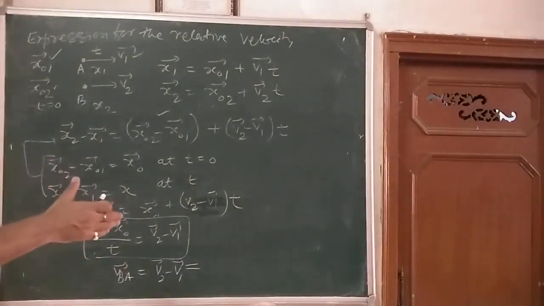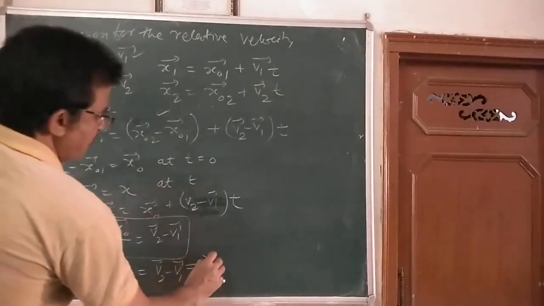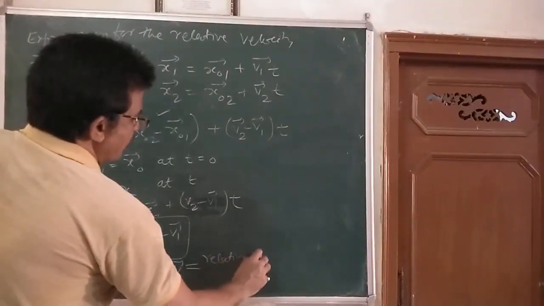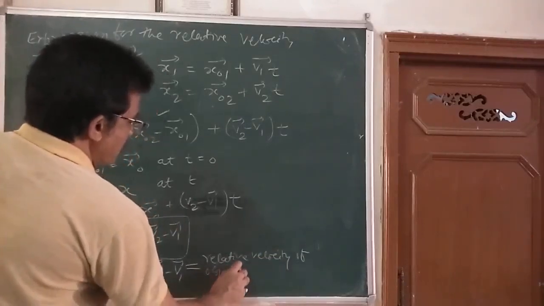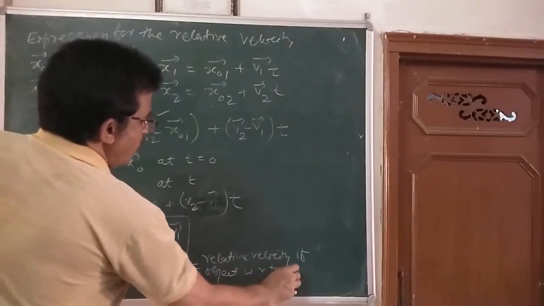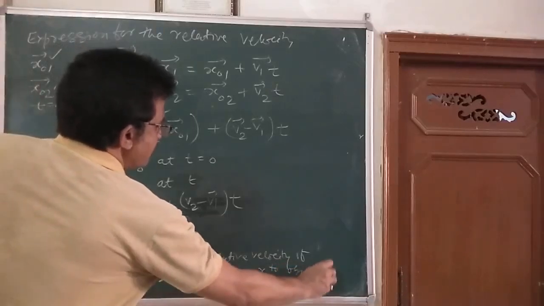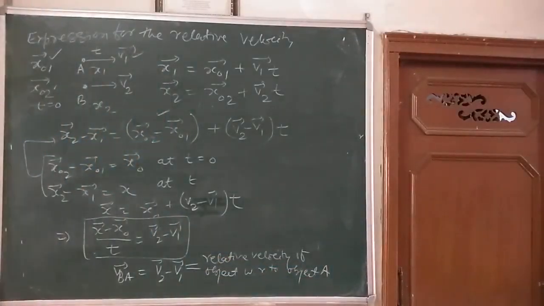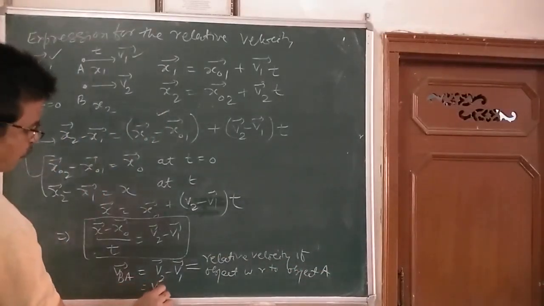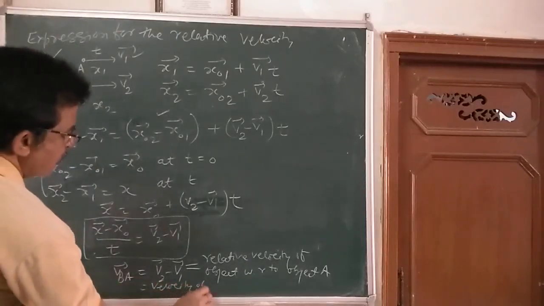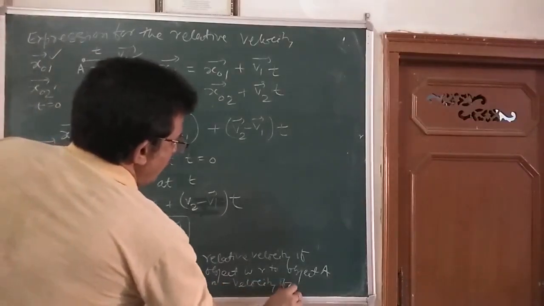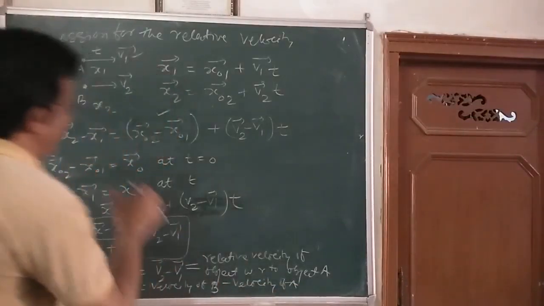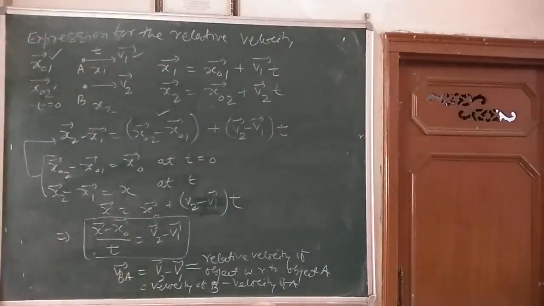So I can write here relative velocity of object B with respect to object A. This is the result. Or I can say velocity of object B minus velocity of A. It is a subtraction of the two when both are going in the same direction. So I can write this.